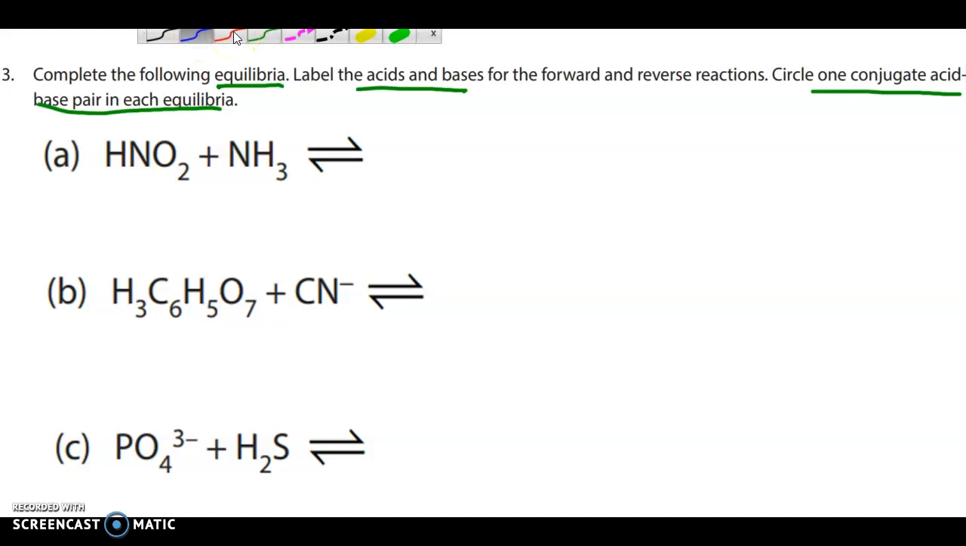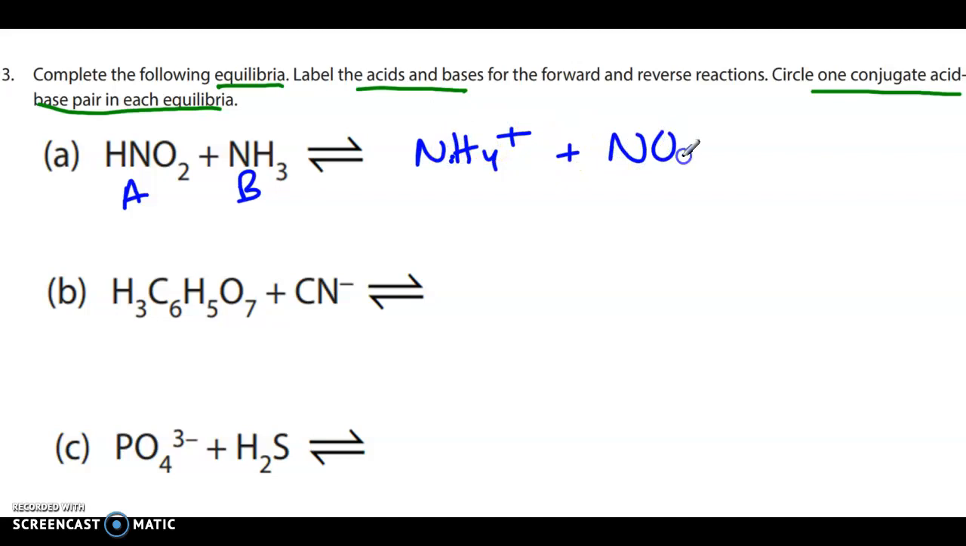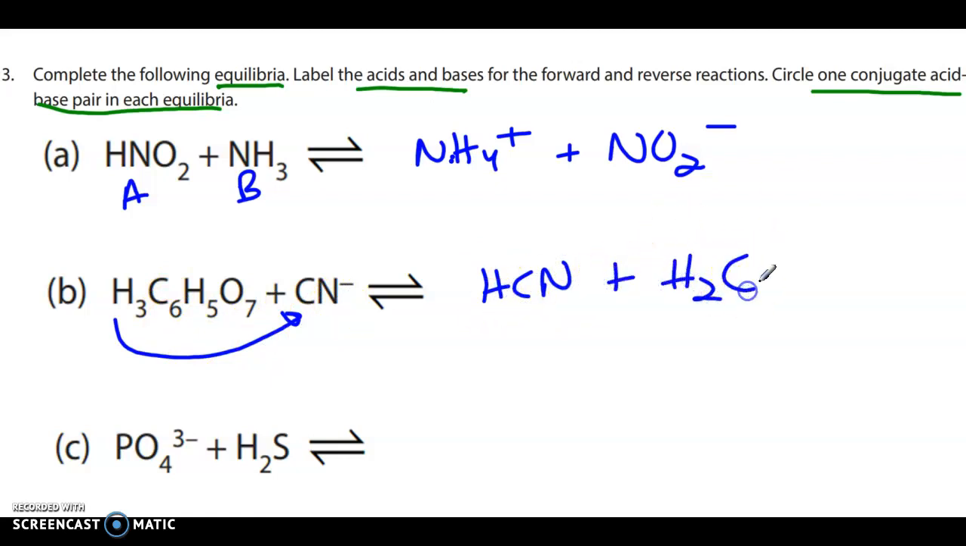Okay, so here we know this is a base. Here's our acid. So we're going to have NH4+ and NO2-. I'm just going to write the products out first. Here, one of the hydrogens is going to come on to form HCN. This is going to be H2. Remember, the order of what you're writing doesn't matter, right? If I put HCN second instead of first, it's the same thing. It just has to be on the correct side of the reaction.